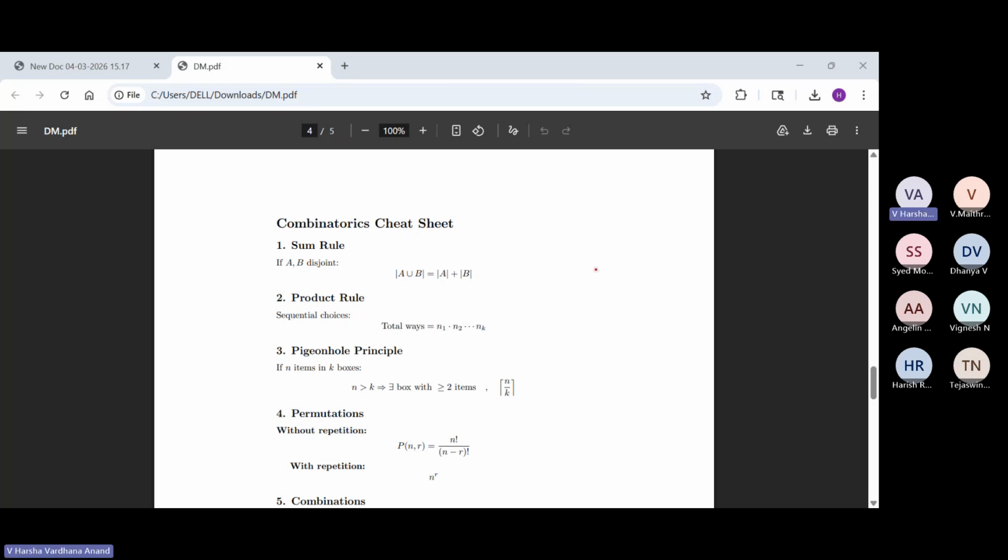So let's take Chennai and Bangalore. There can be 3 ways to go from Chennai to Bangalore. So A union B is equal to A plus B here. And the product rule is multiplication, that's AND.